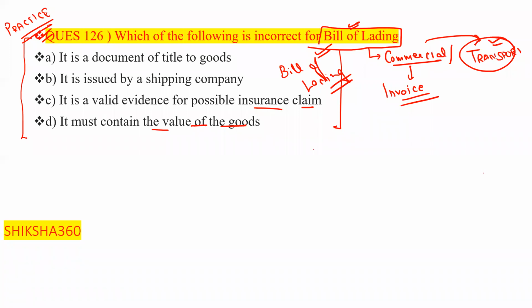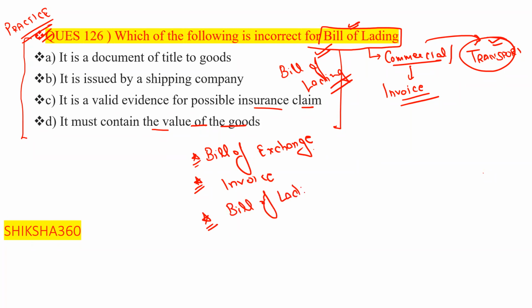There is no need to get confused. They are different terms. First one is bill of exchange. In the end I will give you the answer, at the end of the session, clear. Second one is invoice. Third one is bill of lading, clear. I will tell the answer at the end of the session, clear.